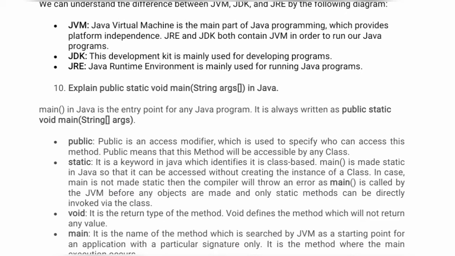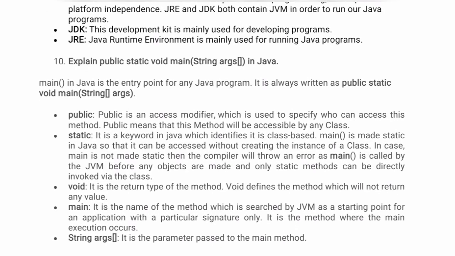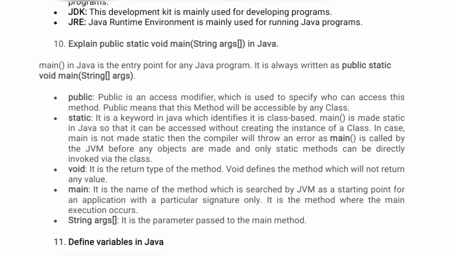Okay, so it is the main method in Java programming. So you need to know every word's meaning. So first of all, public. Public is an access modifier or access specifier. So in Java, there are four types of access specifiers: public, private, protected and default. So public is also one of the access specifiers.